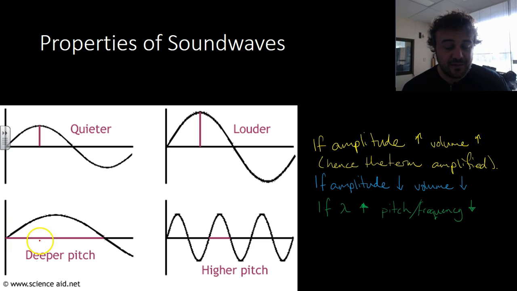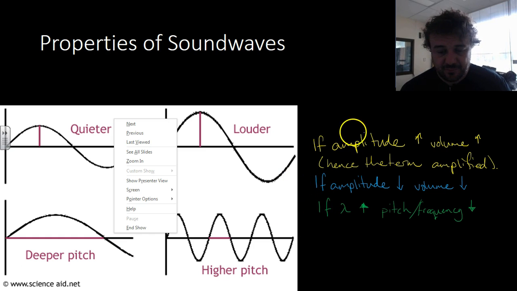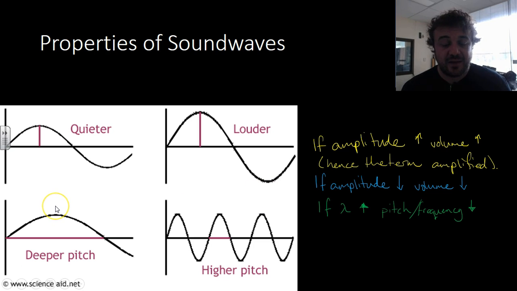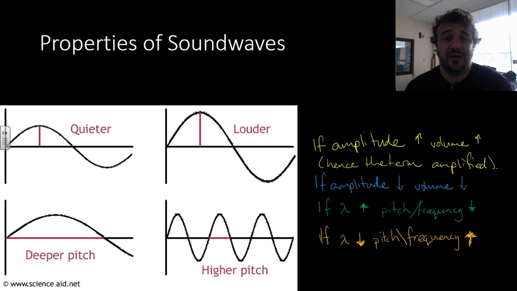If the wavelength goes higher, like this one, so here's a long wavelength, the frequency goes down. Frequency is how often a full wave travels past a certain point every second. And we perceive frequency as pitch, so high, low, that sort of stuff. So this one here would be lower, and this one here would be higher. And the reason is that the wavelength is further apart, so you get fewer of them per second, because they're still traveling at the same speed. So long wavelength, low pitch, deep pitch. Small wavelength, high pitch or high frequency.